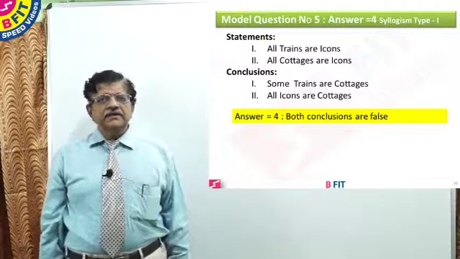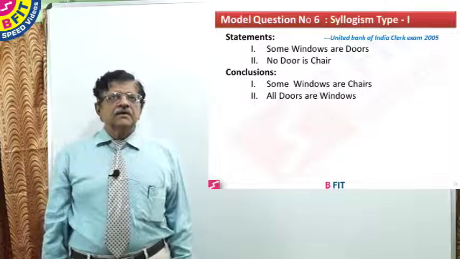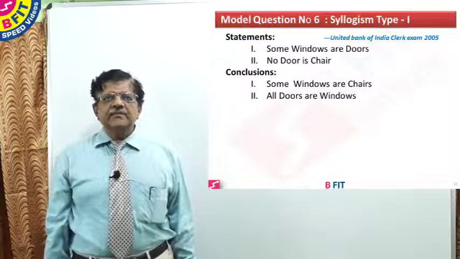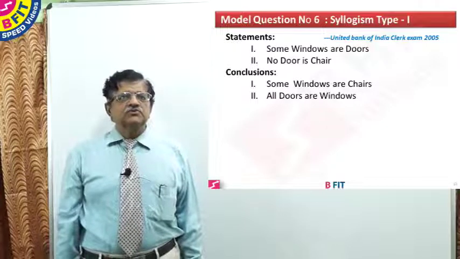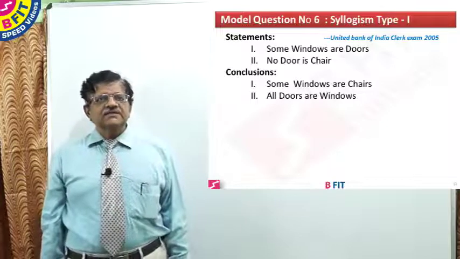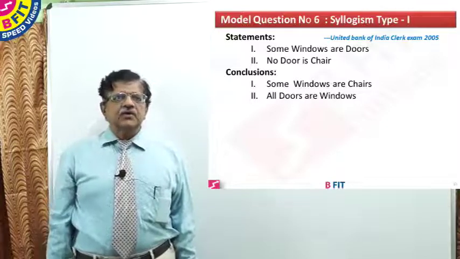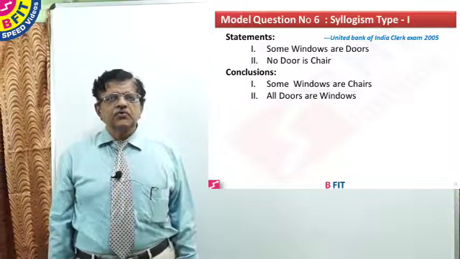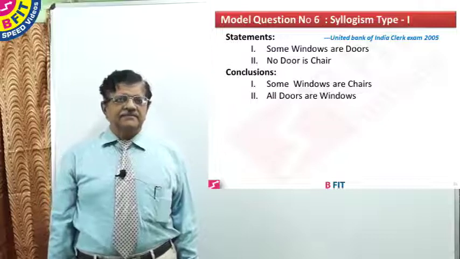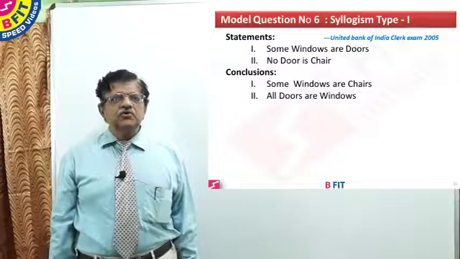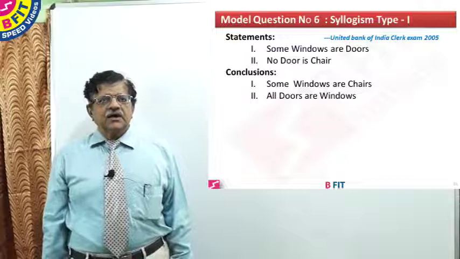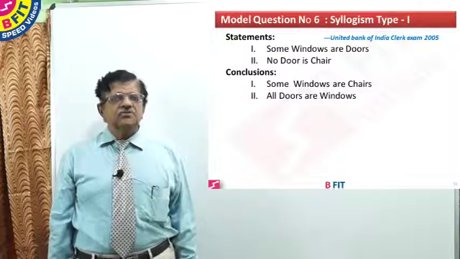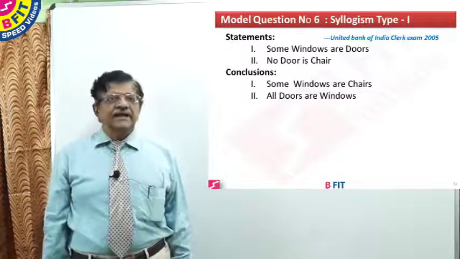Now let us go to the next question. Question number 6. This is taken from the United Bank of India Clerk Exam 2005. What are the statements? The statements are: statement 1, some windows are doors. Statement 2, no door is a chair. What are the conclusions you have to test? Conclusion 1, some windows are chairs. Conclusion 2, all doors are windows. Let us work it out.